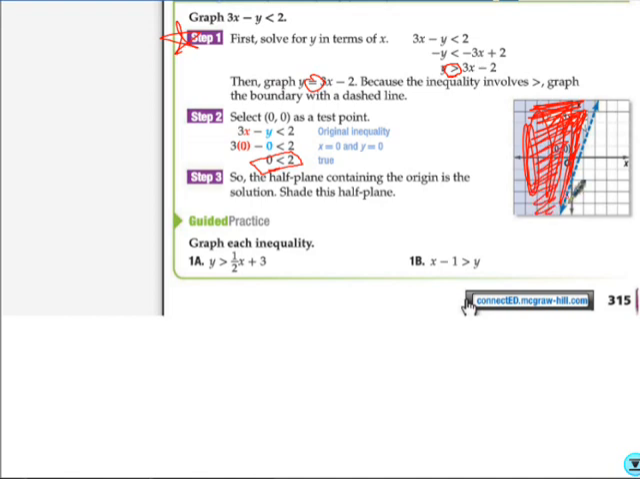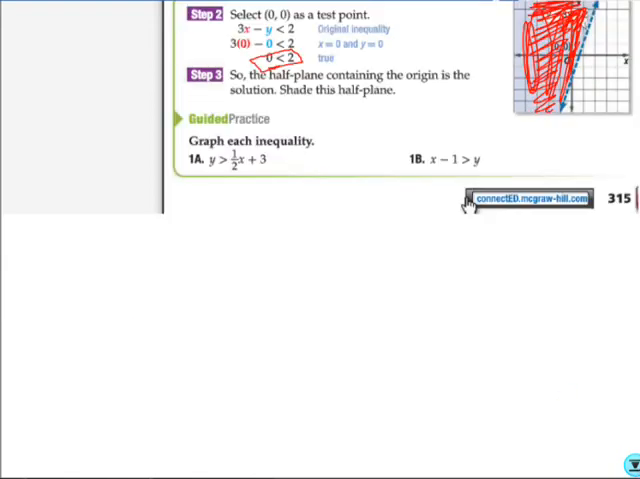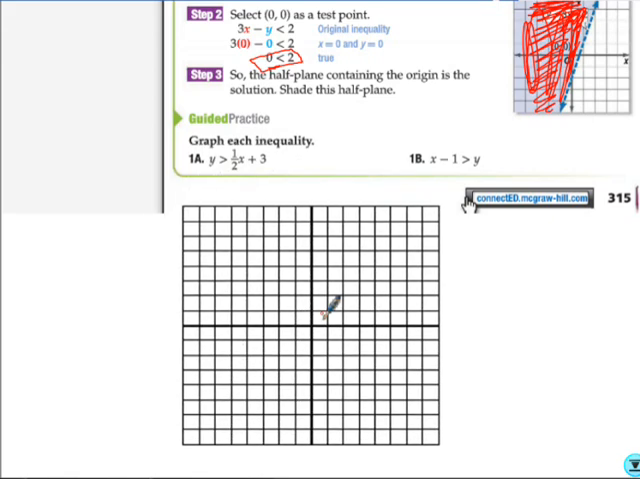And that's it. So you graph the line, you pick a test point. Again, the origin is the easiest test point to pick. And then if it's true, let's bring a graph over here. If it's true, then that's the side you shade. If it's false, you shade the other side. Pretty easy. So let's take a look at this one. We'll do this one together, and you can do 1b on your own.